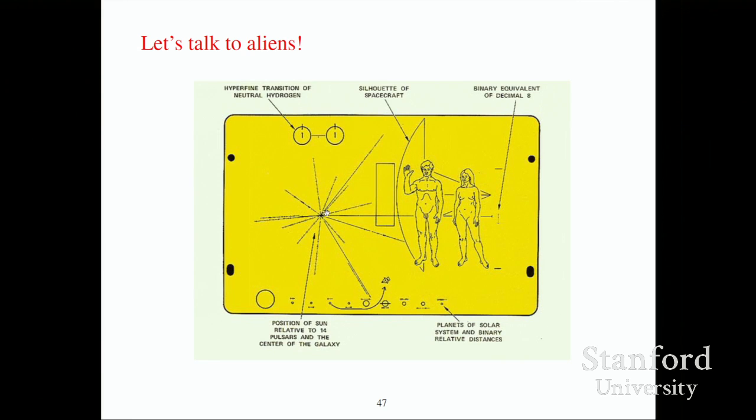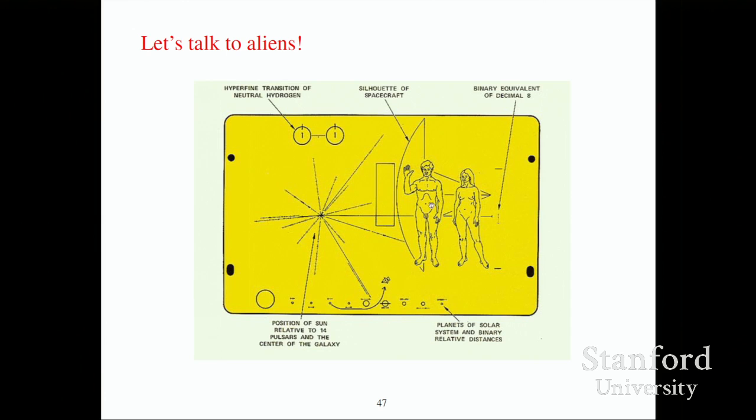Right, so this is trying to convey some information. Here's a map of where the sun is relative to various pulsars. The length of the line is the distance to the pulsar. It has little marks on it that you can barely see here, which are in binary the frequency of the pulsar. So this is explaining where the sun is. And then this bit here, so that's Pioneer in the background, and that's two people in the front, right? Now, would aliens understand this?